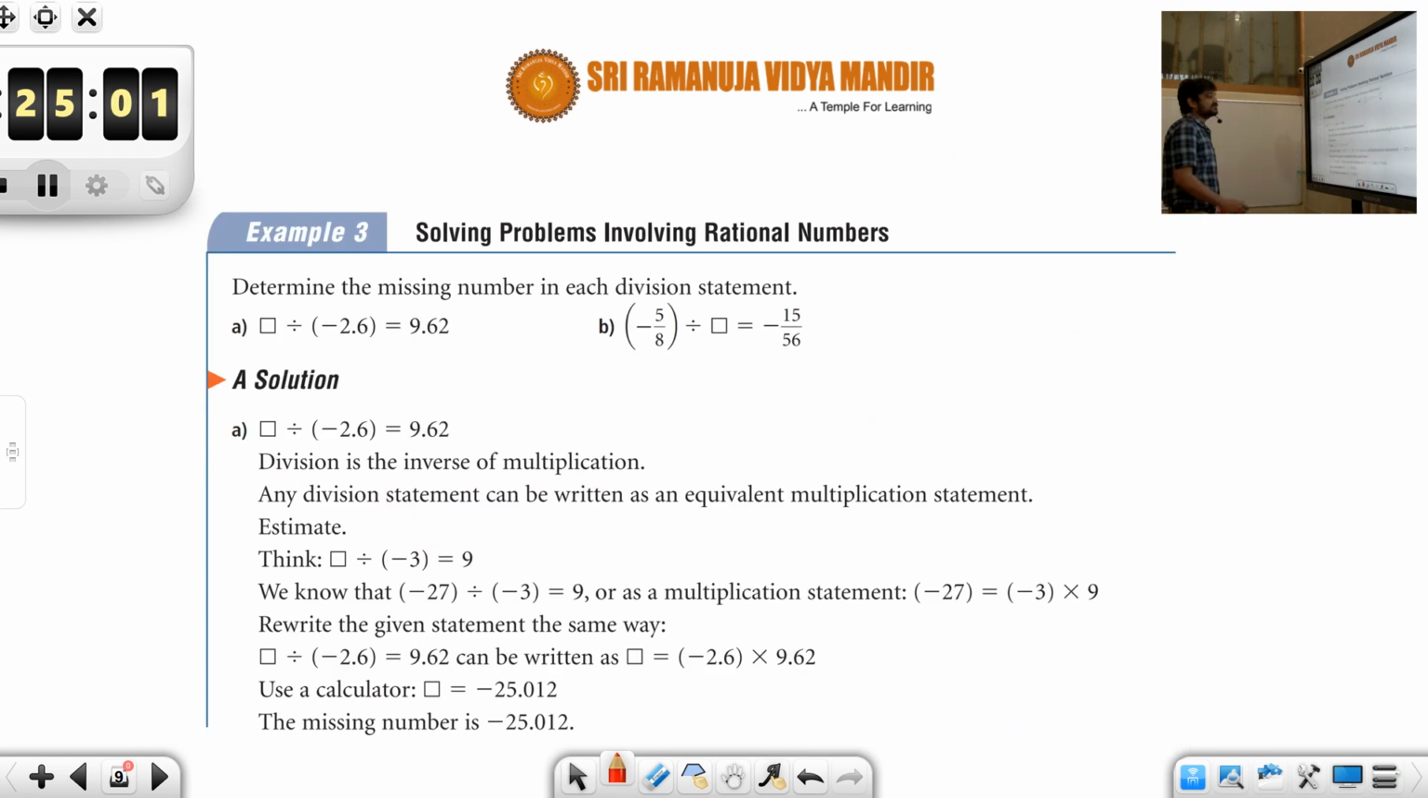Let's look at another example. Try to determine the missing number in each division statement. Here they are trying to divide some unknown number by minus 2.6 and they are saying the result is 9.62. Students, now observe that on the right hand side the answer is positive. When do we get a positive number if we try to divide two numbers?